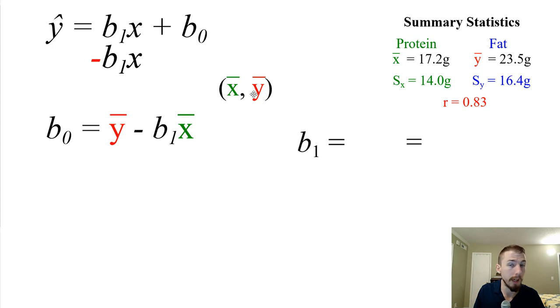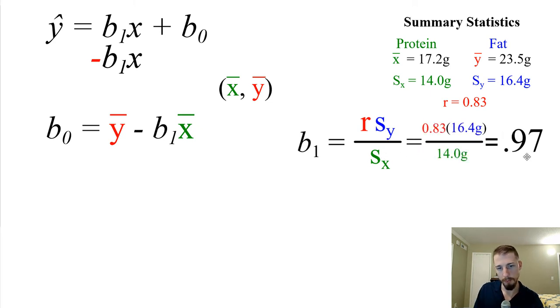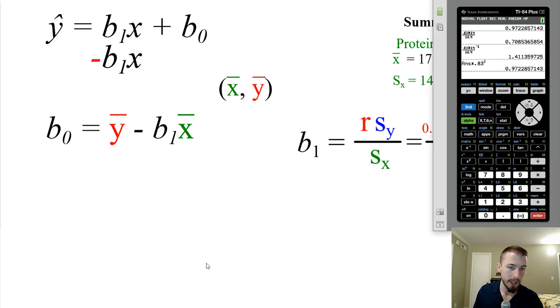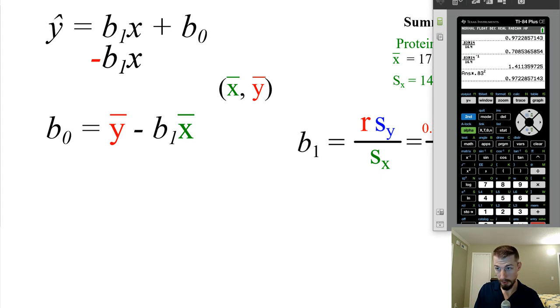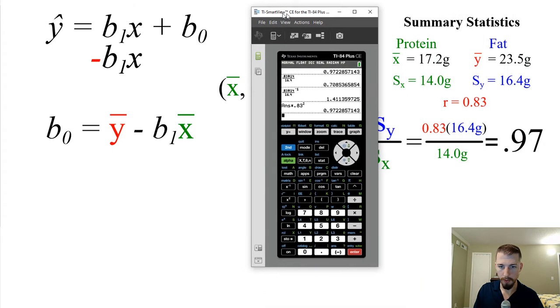But we're going to evaluate this at the mean point, which is the 17.2 and the 23.5. So for our slope, we have the correlation multiplied by our response variable divided by our explanatory, which was a 0.97. And then over here, we can put that in the calculator if we really cared. And I suppose I do really care. So let me do that for you real quick.